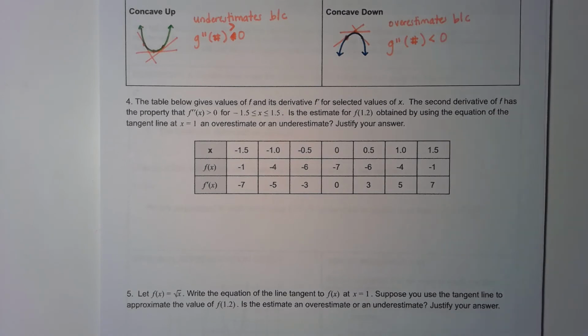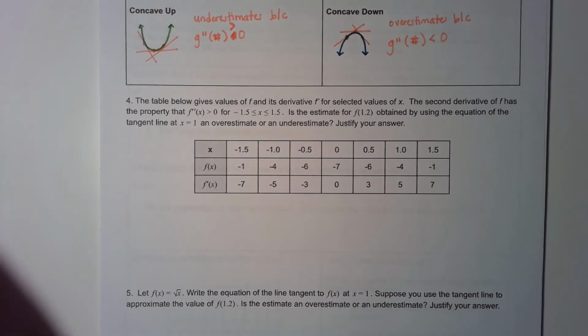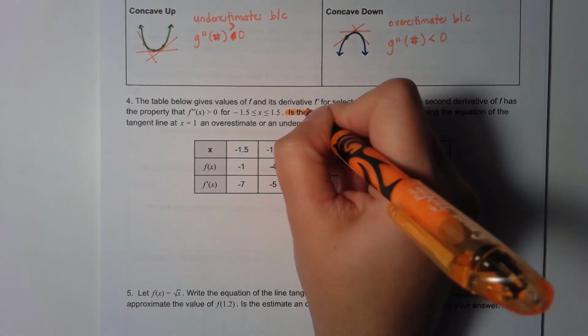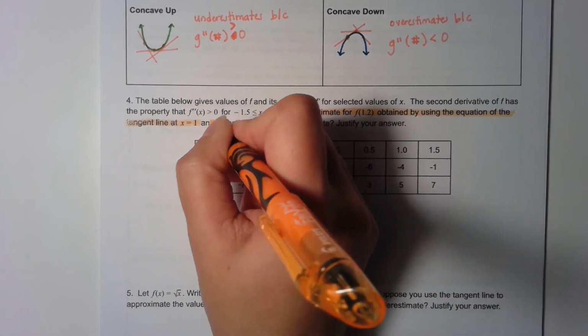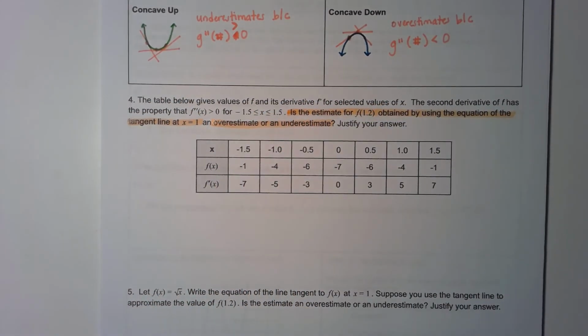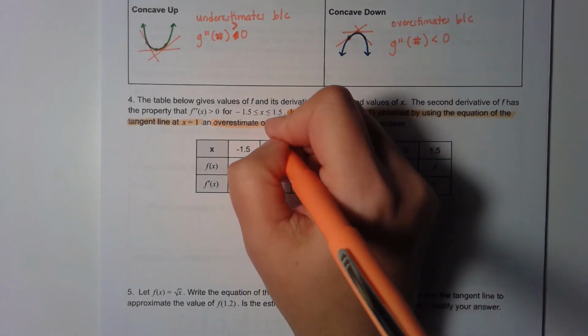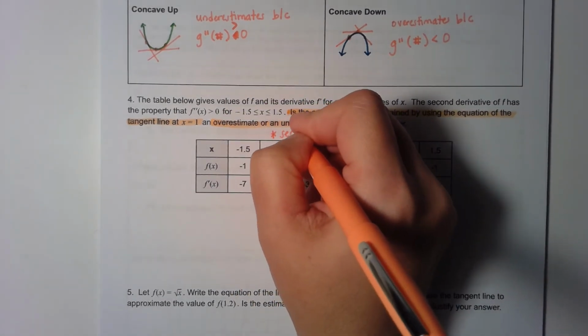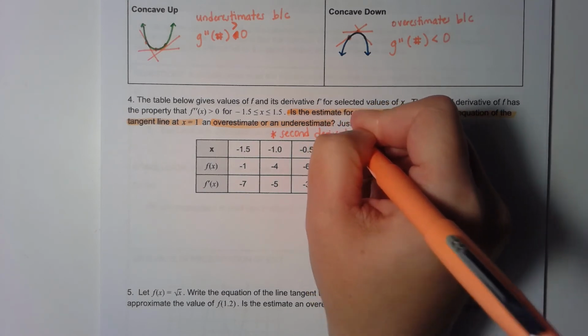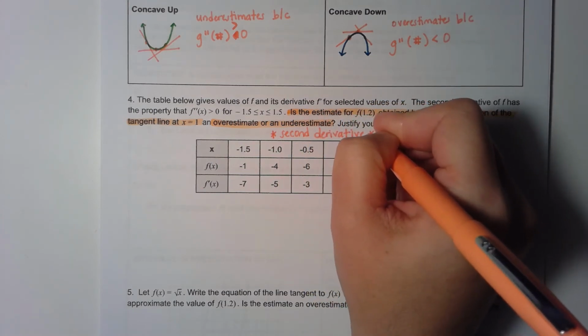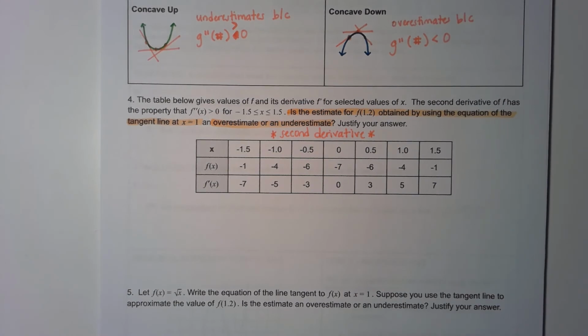Now, this does not ask us to find the estimate. It just says, is the estimate for f of 1.2 obtained using the equation of the tangent line an over or an underestimate? In order to decide that, we need to look at the second derivative. Or, in other words, the concavity of the function. Now, this table doesn't give us any information about the second derivative. However, the original instructions do.